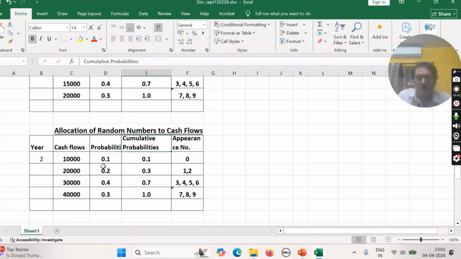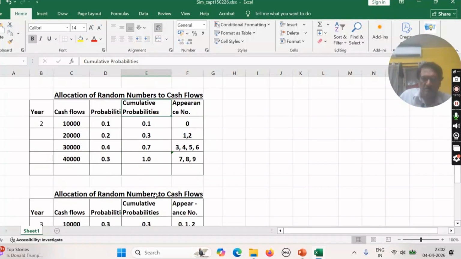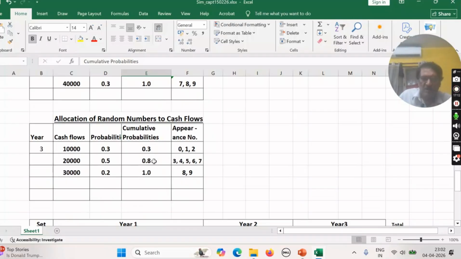10%, 0.1 means 10%. From 0 to 9, 10 cases are there, 10% is only 1 case, that's why 0 is given here. And 20% means 2 cases, so after that 1 and 2. And 40% means 4 cases, that's why 3, 4, 5, 6. And 30% means 3 cases, 7, 8, 9. In this way, for the third year also, the random numbers are allocated with the cumulative probabilities.